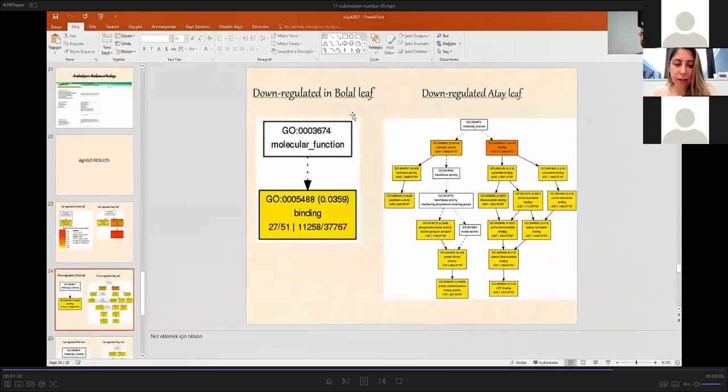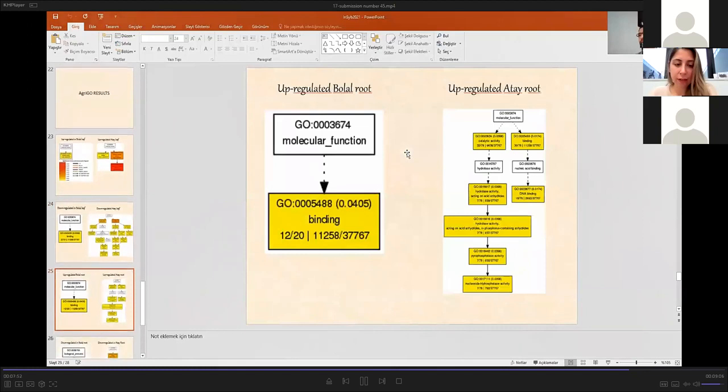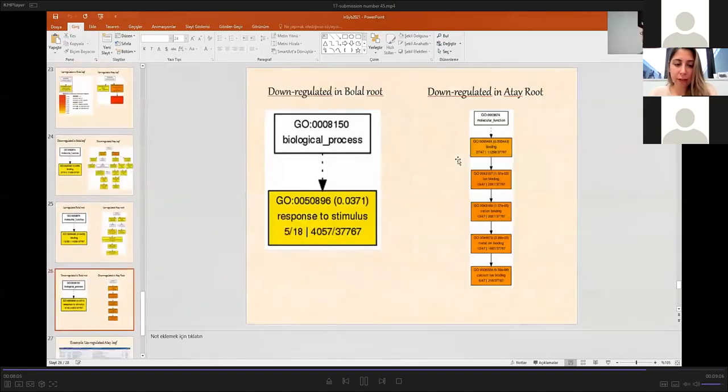If you look at the downregulated genes in Bolal leaf, only the binding category is represented. For the downregulation in Atay, as you see, there are many groups categorized in molecular function. If you look at the upregulated genes in Bolal roots, there is also only one group, binding. In Atay, more than one group is represented in root tissues. And finally, this is downregulated in Bolal roots. Response to stimulus is the only group represented in the Bolal cultivar in root tissues, while in Atay there is more than one. Most of them, related to binding, are overrepresented in root tissues of Atay.